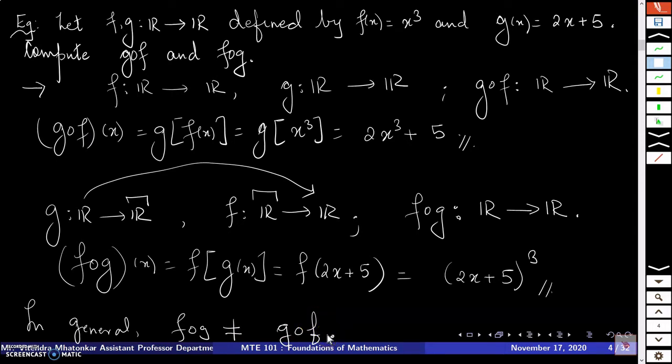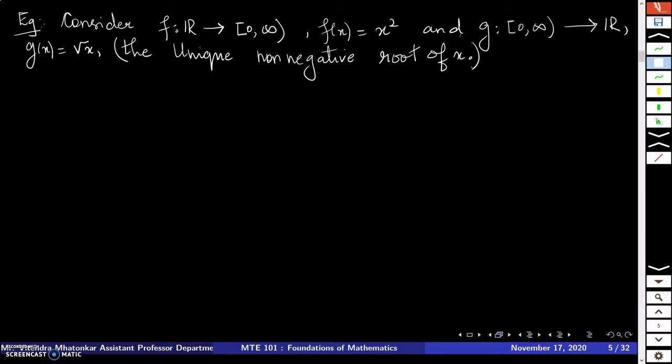All right, one more example. Consider the function f from R to the interval [0, infinity) defined by f of x equal to x square, and a function g from the interval [0, infinity) to R defined by g of x equal to root x. Here root x is the unique non-negative square root of x, because the domain of g does not have any negative numbers. This root x is well defined here, right?